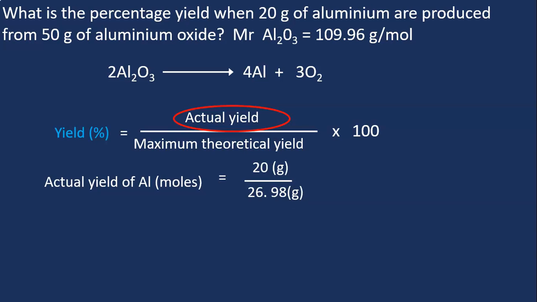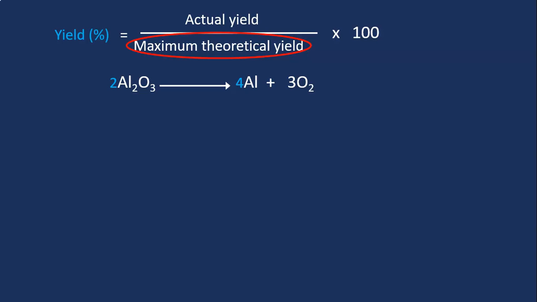The actual yield of aluminium in moles is therefore equal to 20 grams divided by the molar mass of aluminium, and this gives us 0.741 moles. Now we need to work out the maximum theoretical yield of aluminium. The maximum theoretical yield of aluminium will depend on the amount of the aluminium oxide.